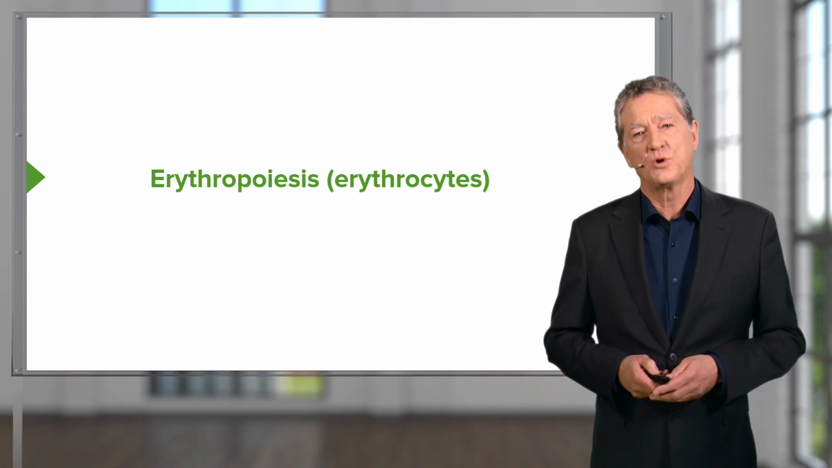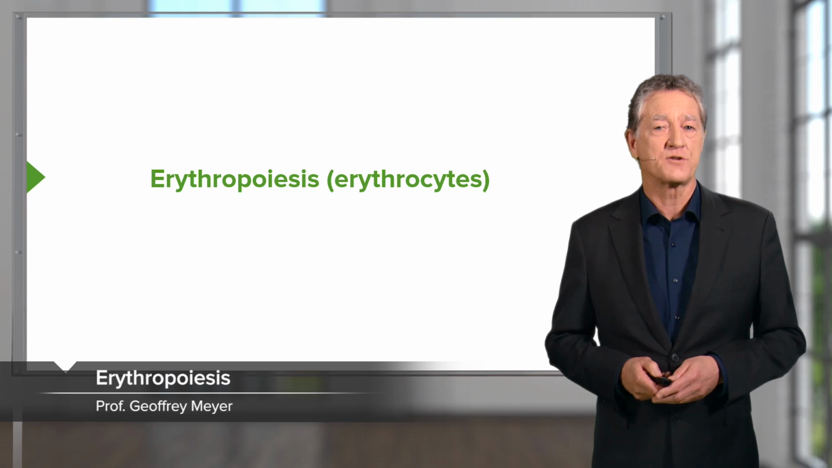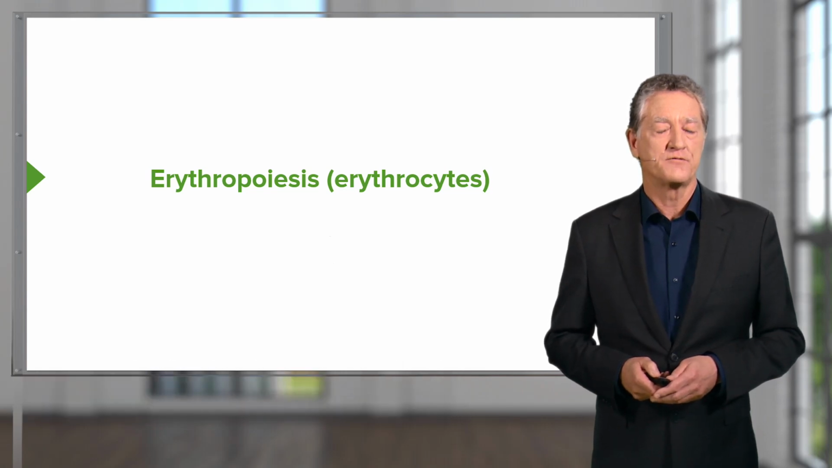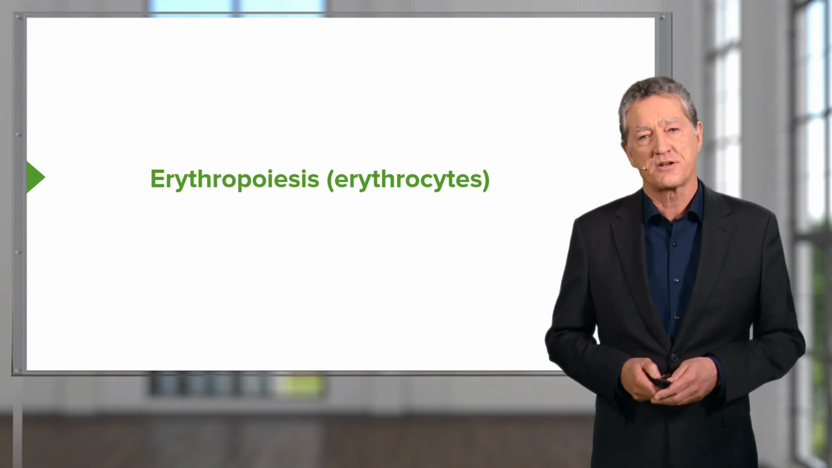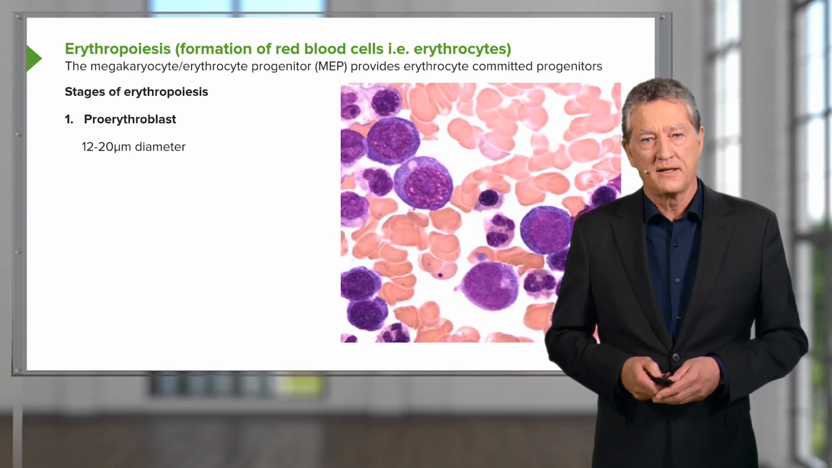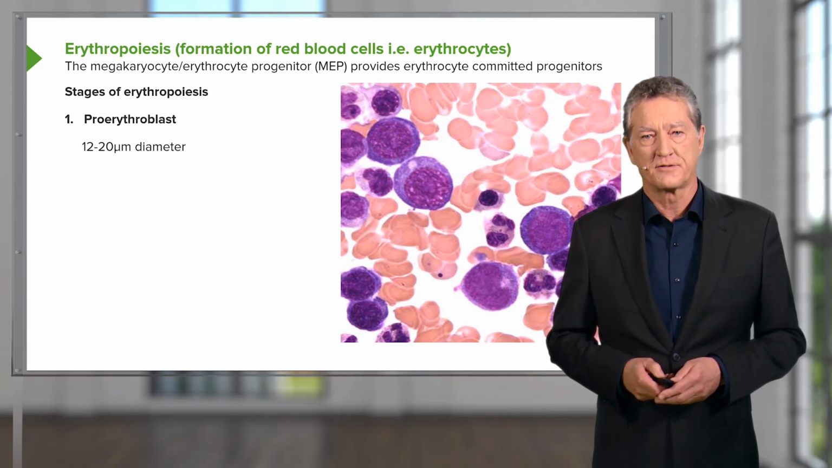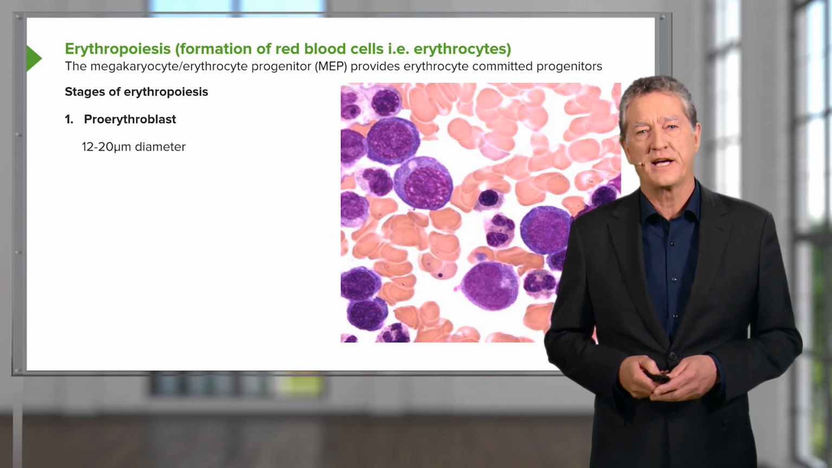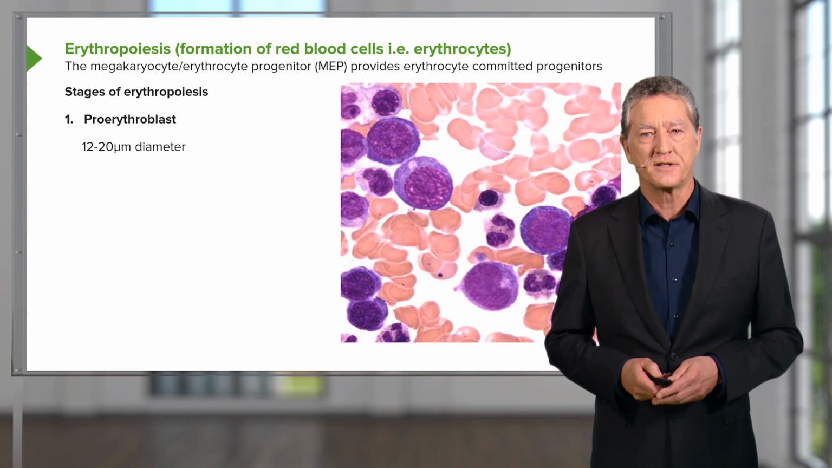Well, let's first of all look at erythropoiesis, the lineage that gives rise to our red blood cells, those very important cells that transport oxygen and carbon dioxide throughout the body within blood vessels. Well, it's important to understand that there are a number of stages in erythropoiesis. And again, let me stress, they arise from the megakaryocyte or erythrocyte progenitor cell.